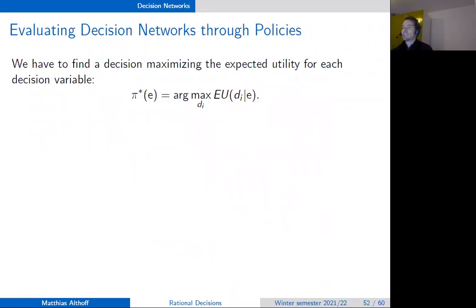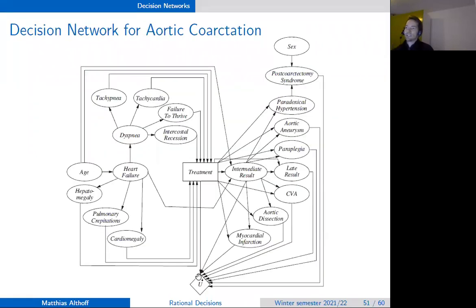Good. So now the question is, how do we evaluate such a decision network? This is not that trivial. What would be a brute force way to evaluate such a decision network if you don't care about efficiency? Maybe someone has an idea, and if you like, you can write it in the chat.